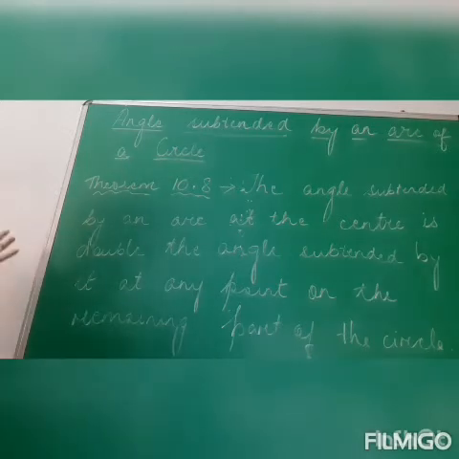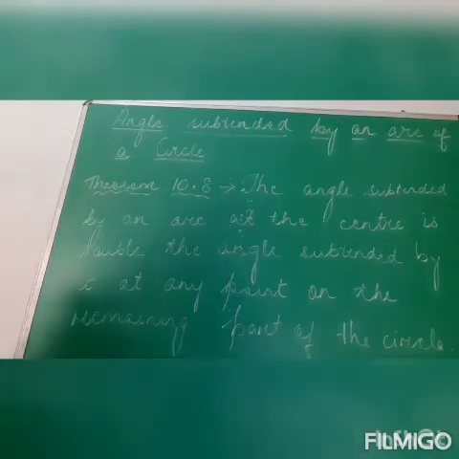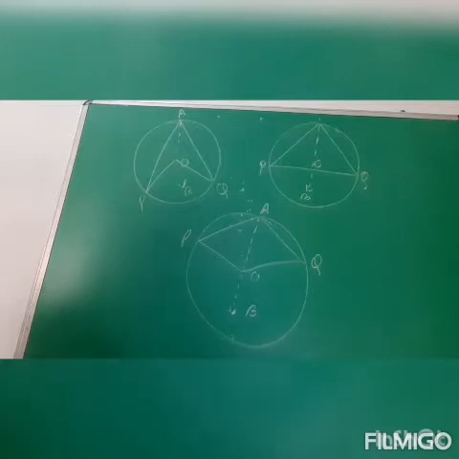So let us now see how to prove this theorem. For this theorem I will consider three figures. In the first figure PQ is the minor arc, in the second figure we have PQ as a semicircle, and in the last one we have PQ as the major arc. So let us now write down the given portion.